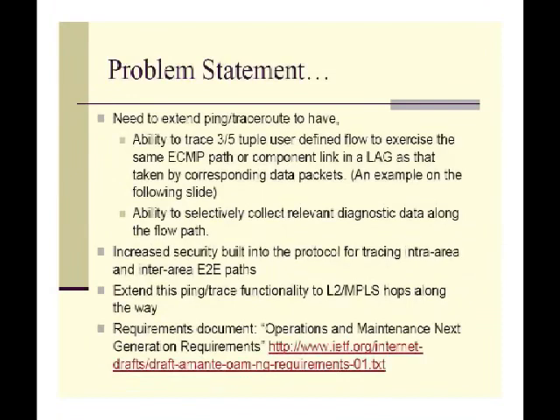So briefly, the problem statement. Need an ability to trace 3-5 n-tuple flows through a network. Need to find the exact physical path that a user-specified flow would take through the network, and selectively collect information along the way.